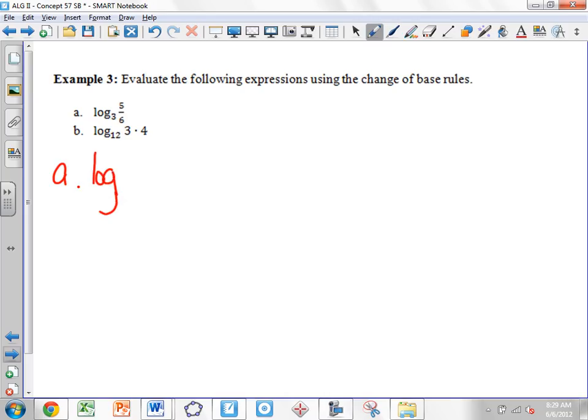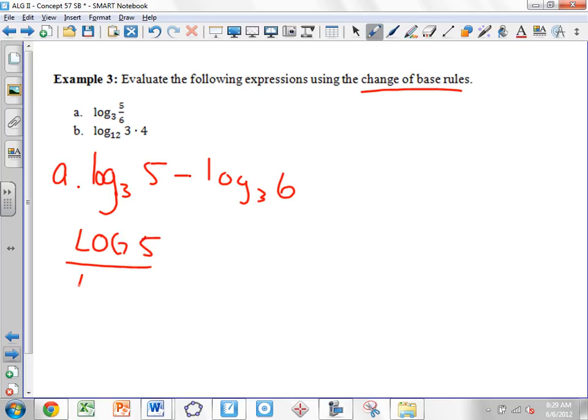Good. Log base 3 of 5 minus log base 3 of 6. But now I just want to reiterate the fact that, remember yesterday, you can't actually get those answers on a calculator. You have to use what we said, the change of base. You remember from yesterday what to do? For this one, how would you evaluate log base 3 of 5? Anybody remember from yesterday? Very good. You write it as log 5 over log 3.